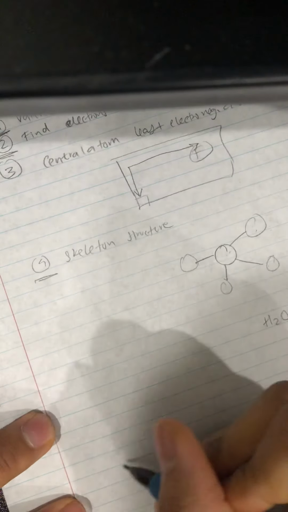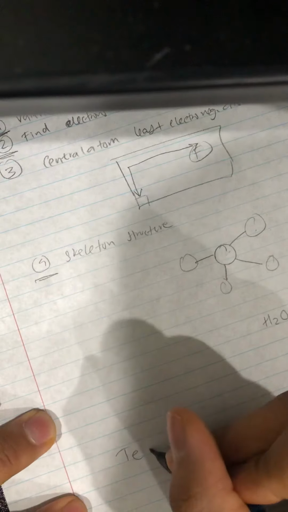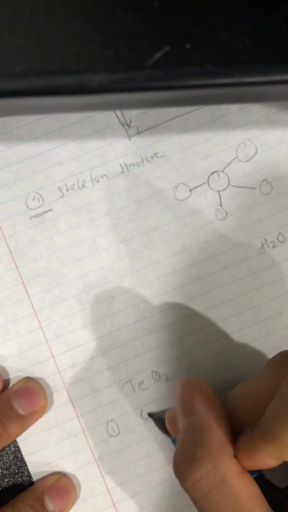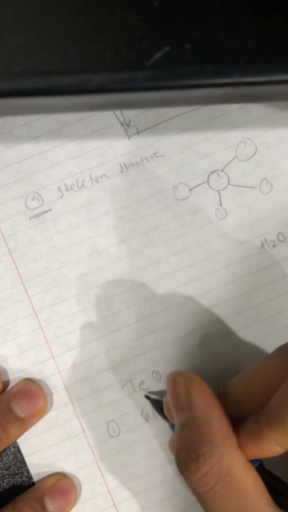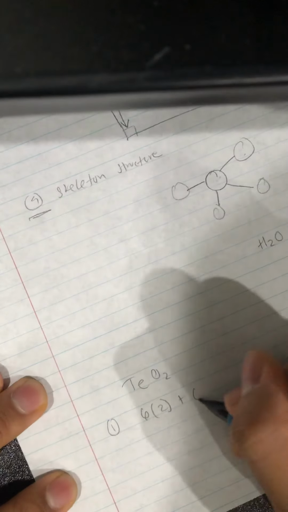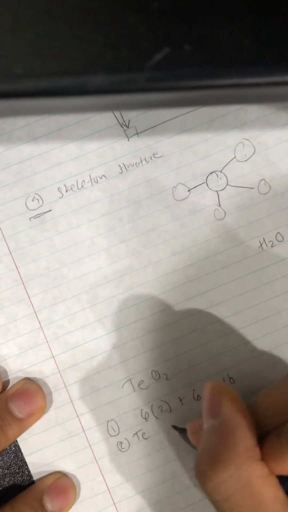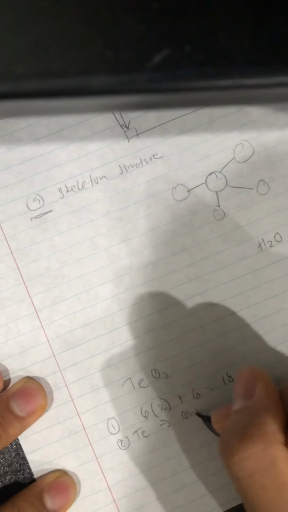Now let's do an example. Let's say we want to find the type of bonds in the molecule tellurium dioxide, TeO2. So the first step here is to calculate the number of valence electrons. Oxygen has 6, and we have 2 oxygens, and tellurium has 6. So we add that, we get 18 valence electrons.